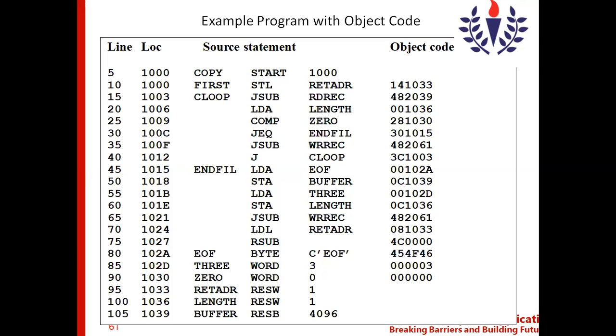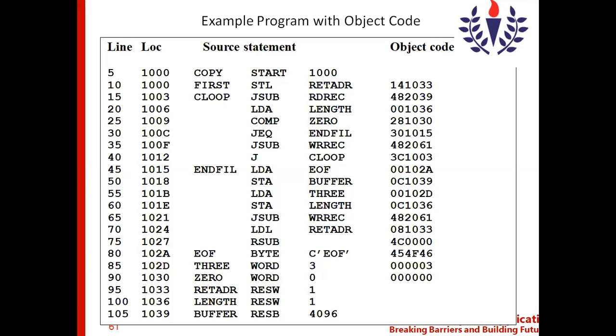But if you look at line number 80, we have BYTE, and we have the operand EOF. If you have a constant, what the assembler does is convert it into numbers. So if you look at the object code, in place of E it becomes 45, in place of O it becomes 4F, and in place of F it becomes 46. These are the corresponding hexadecimal numbers for EOF. So EOF will be converted into numbers.